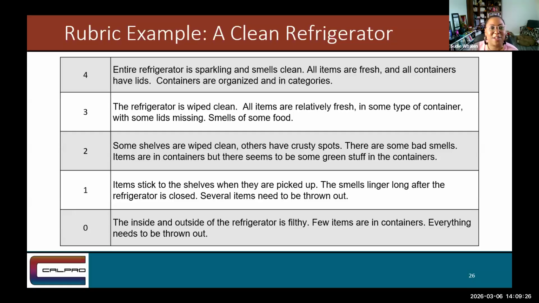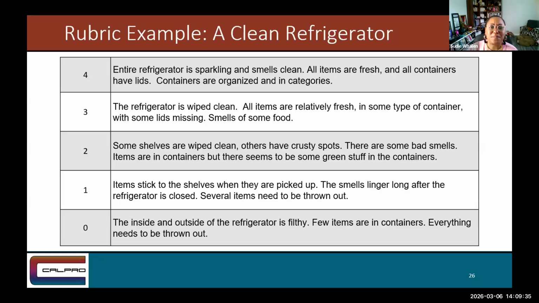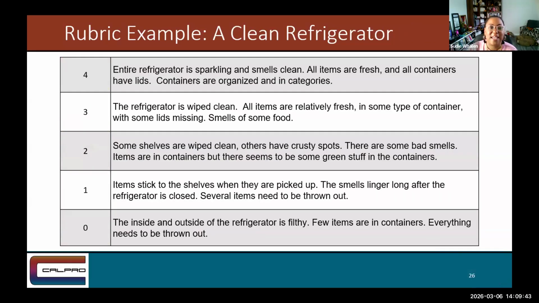Now let's get to the other ones. Baby sloth, that was a 2. We know Isabel gave it a 0, but we gave that one a 2. Kitten was a 1. The kitten was the one that had some stuff sticking to the shelves, and you accurately reflected that. That really nasty chick with the inside and outside dirty was definitely a 0. So good job, team, at assessing that.